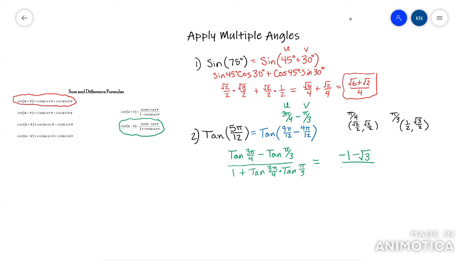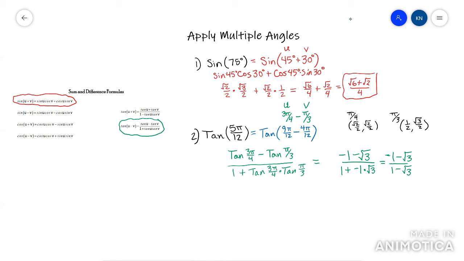And it's over 1 plus tan 3 pi over 4, which was negative 1, and tan pi over 3, which was root 3 over 1. So you'll get negative 1 minus root 3 over 1 plus negative root 3, so really just 1 minus root 3. For most of your teachers, that would probably be an acceptable answer.